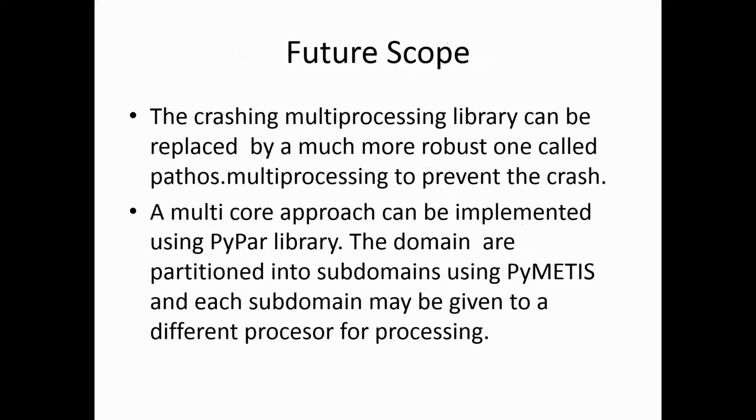Now the future scope is that the multiprocessing library, which was used in the current project, crashes when we call it for complicated programs. So there is a more robust library called pathos.multiprocessing, which can be used to prevent the crash. Also we can use the PyPar library of Python to give each subdomain to a different core, and hence a multi-core approach can be implemented.